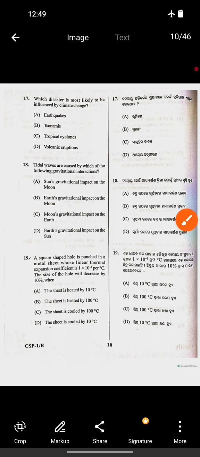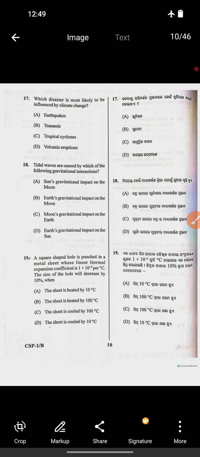Question number 19. It's a physics question, I think. A square-shaped hole is punched in a metal sheet whose linear thermal expansion coefficient is 1 into 10 to the power minus 3 per degree Celsius. The size of the hole is decreased by 10% when.